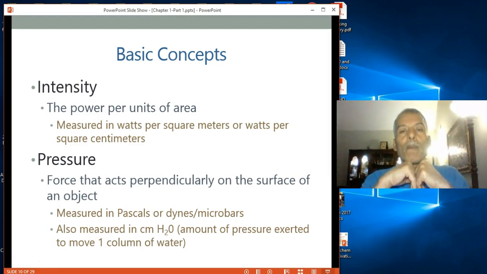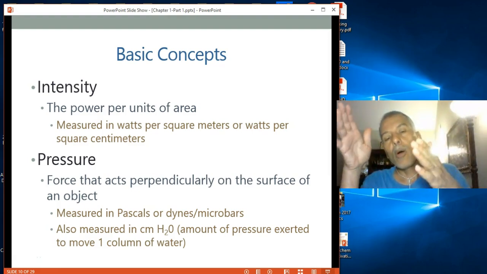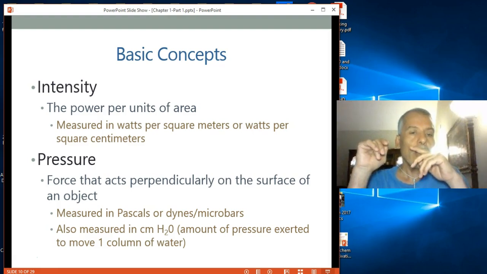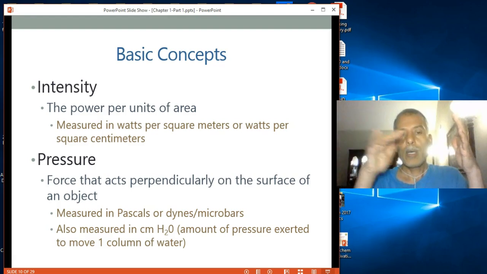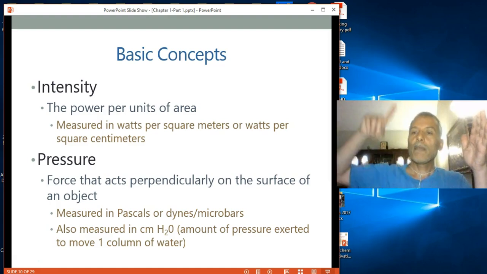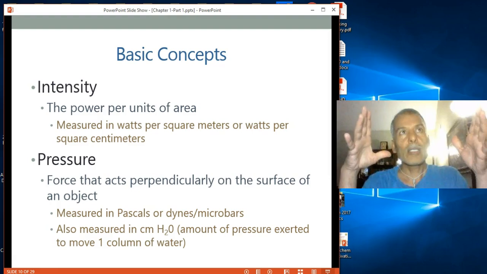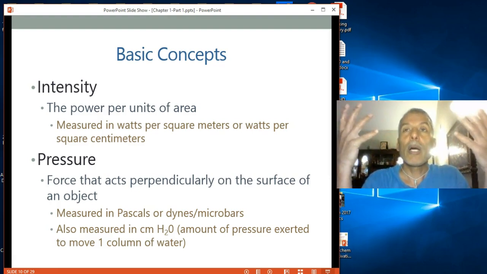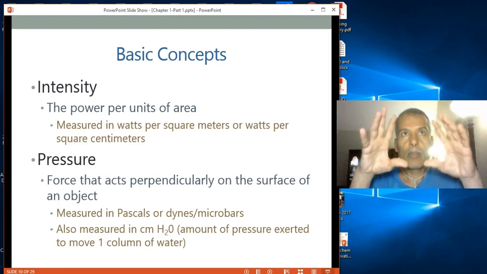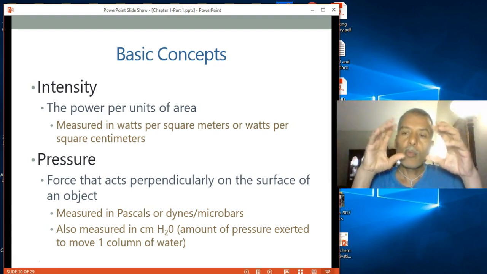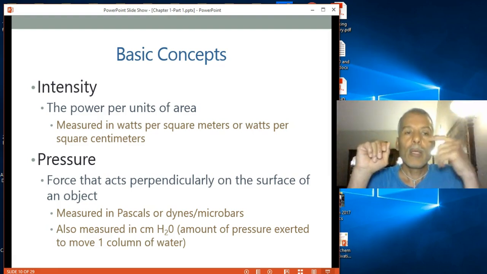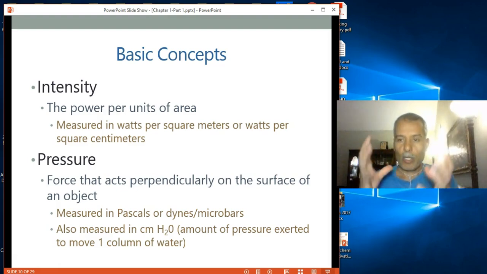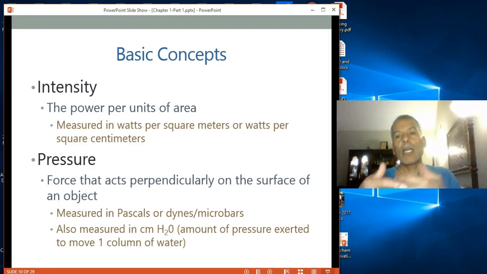Intensity is the power per unit of area. Let's say, for example, you have a room that is 10 feet by 10 feet, 10 feet left to right, 10 feet front to back, 10 feet ceiling to floor. You measure that in cubic feet. And then you have a light bulb in that room. The light this light bulb is going to generate is going to be distributed among all the cubic feet in the room. So you take every single cubic foot and say, this cubic foot of the room needs this amount of lighting, and then that will be intensity.